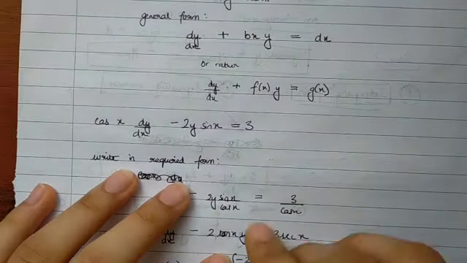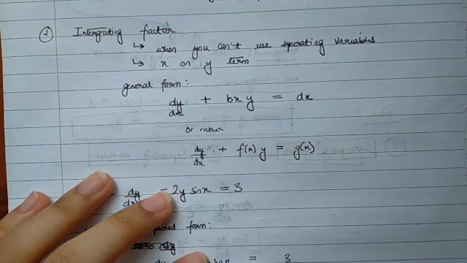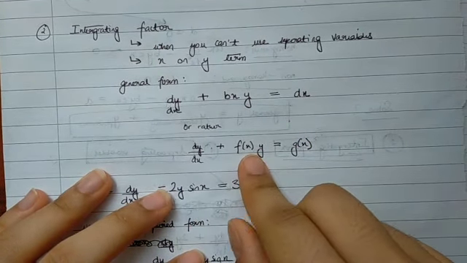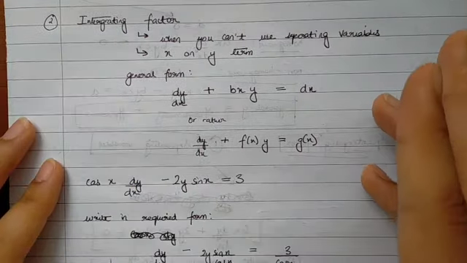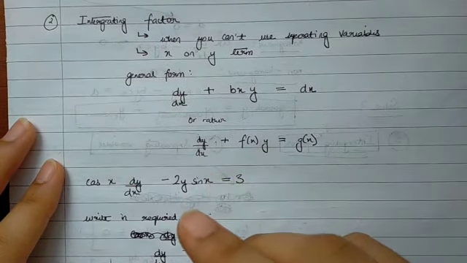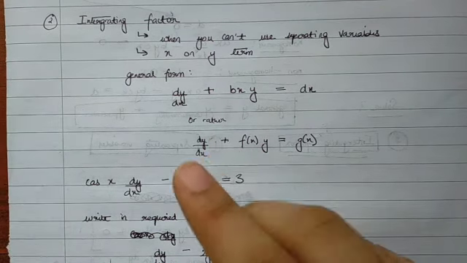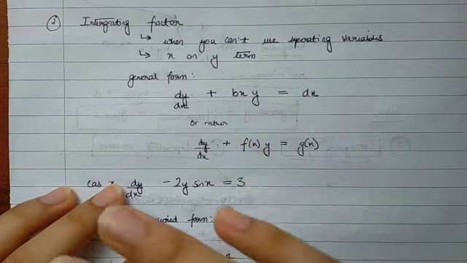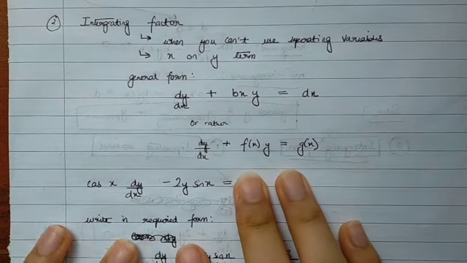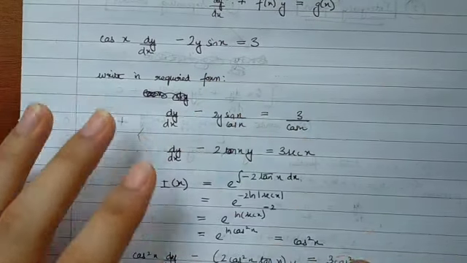But here, for integrating factor, we can only use this when you have a function of x. This also works for when you don't have a function of x, but then you can't use separating variables for when you have a function of x. So integrating factor works with both, but separating variables only works when you don't have a function of x. So I hope that's clear. Now let's look at an example here.